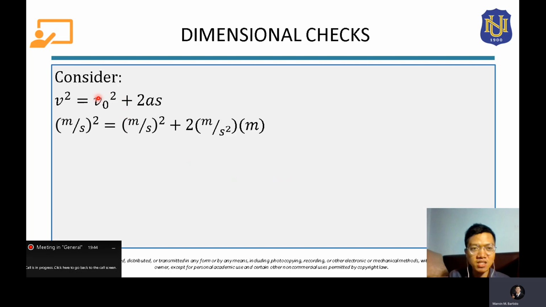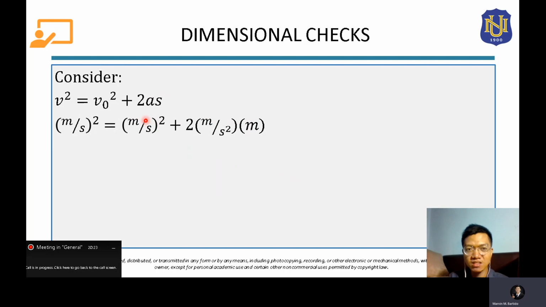As we can see here, v0 or initial velocity is actually meter per second as well. So that will be quantity squared plus 2. 2 is actually a constant. And then a is acceleration. Acceleration is meter per second squared, right? And the unit for s is actually distance, so that is in meter. If we're going to simplify this, this will be multiplied here. So meter per second squared times meter, that will be meter times meter. So that will be meter squared over second squared, which is also the same with this.